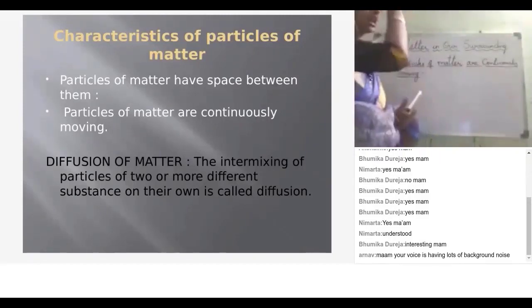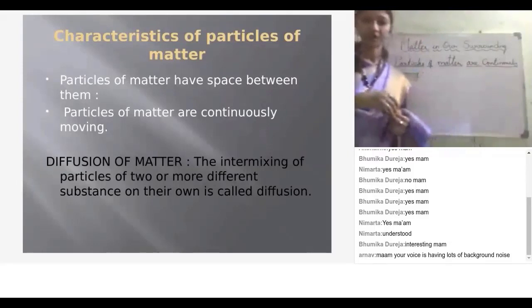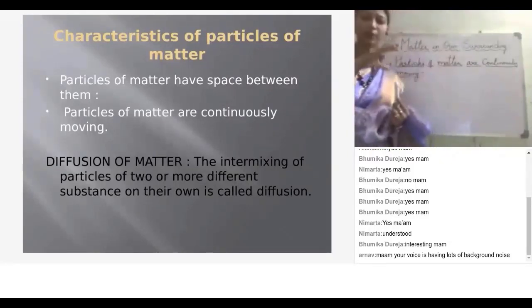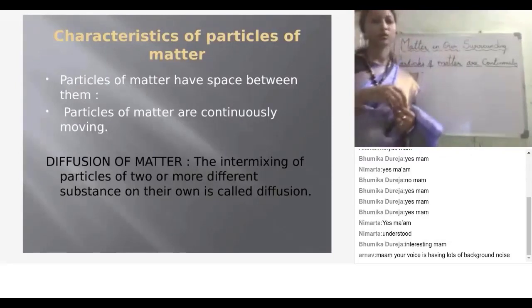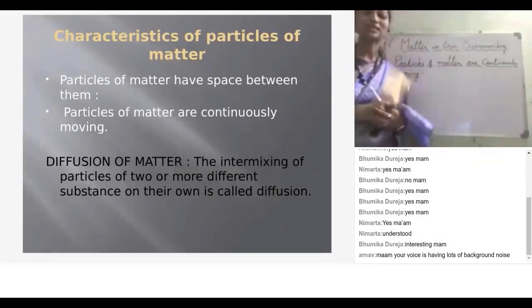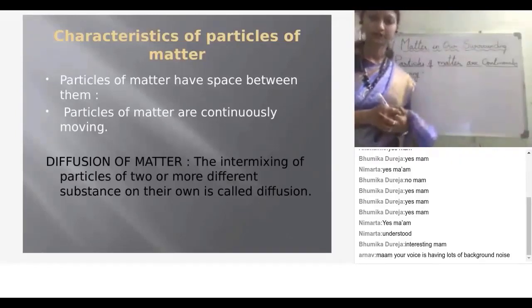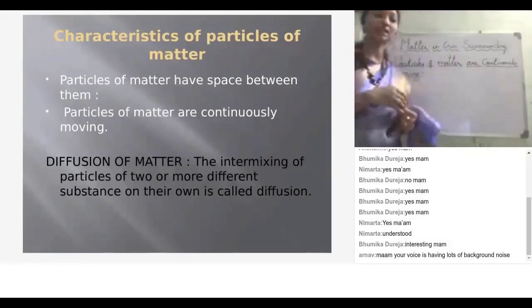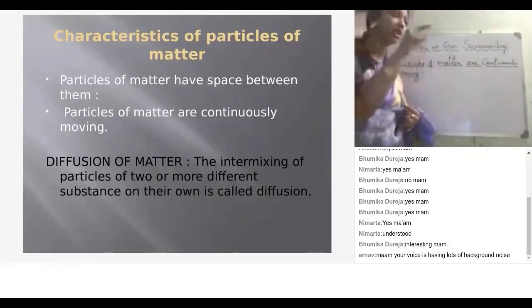Simply, we can say different gases are present in the atmosphere. We are not making them diffuse or intermix with each other; they do it on their own. This is nothing but diffusion. So by this diffusion we can say that the particles of matter are continuously moving.